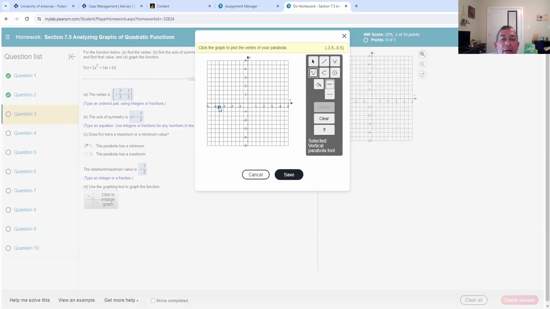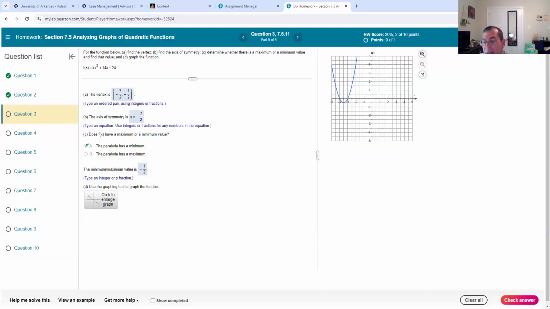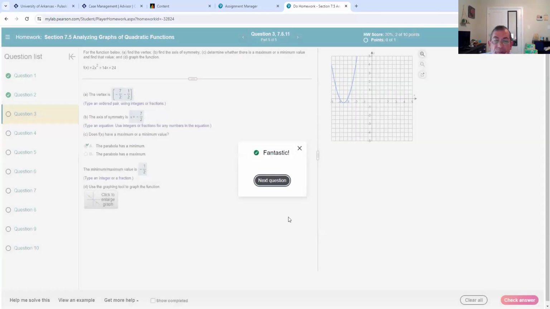So if you look in the yellow, I'm at a negative 3.5, negative 0.5. Click that. And then I said my other point would be negative 4, 0. So negative 4 to the left and 0, you stay there. And then you're going to save that and check that answer. Okay.